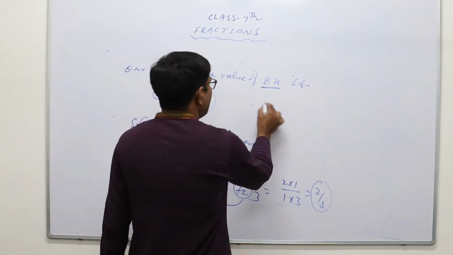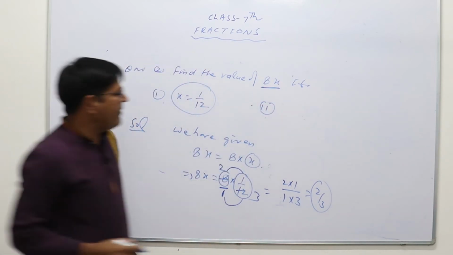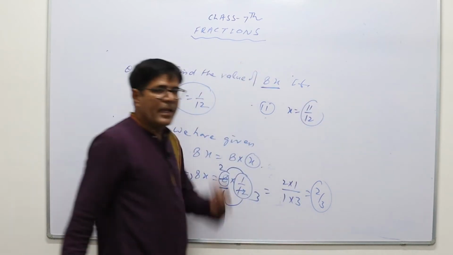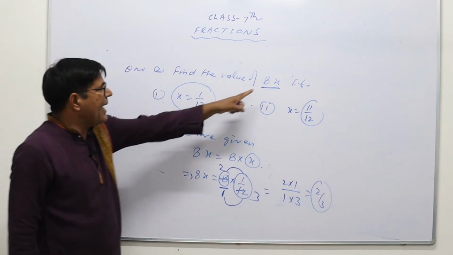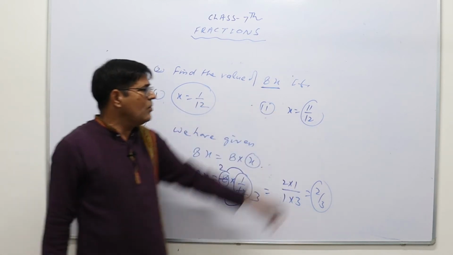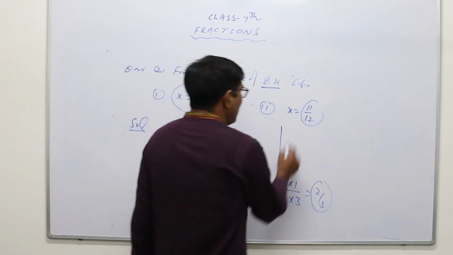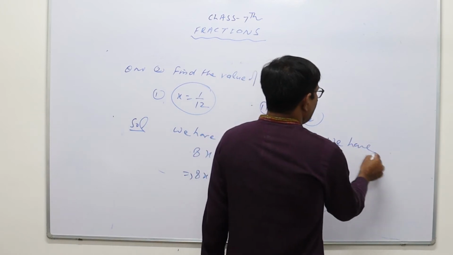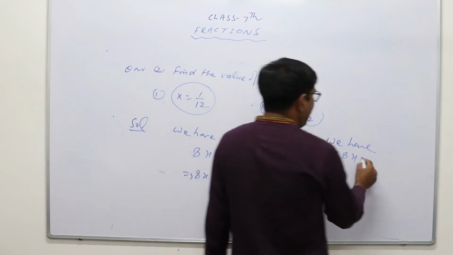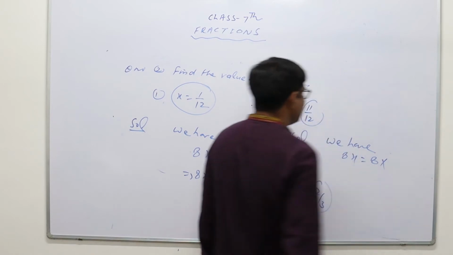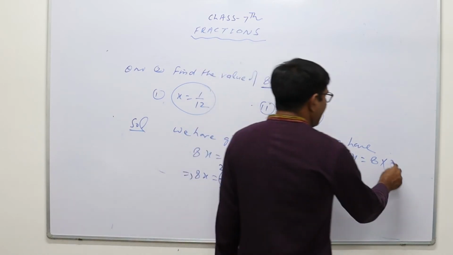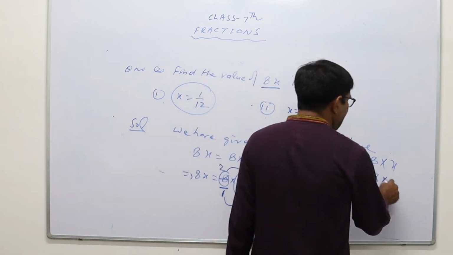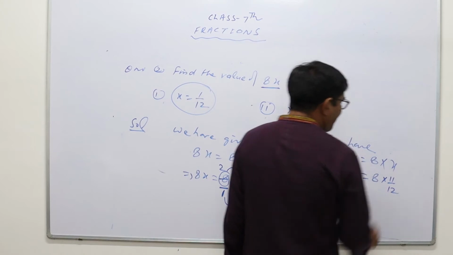Second question, x is equal to 11 upon 12. What we have to do? We have to find the value of 8x when x is equal to 11 upon 12. So how will we solve this? We have 8x, where 8 is a whole number and x is multiplied with it. So 8 into x. Now what is x? x is 11 upon 12. So 8 multiplied by 11 upon 12.